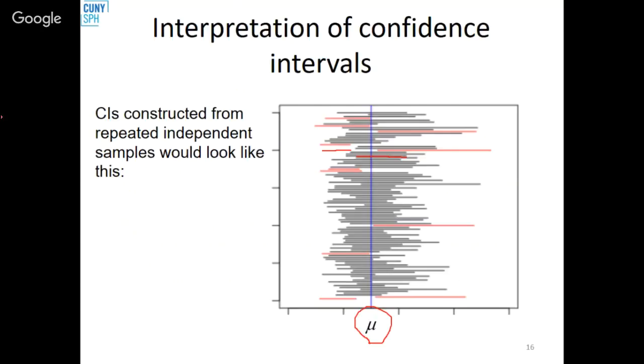So the reds are the ones where we make an error, the confidence interval does not contain the true population mean, and the blacks are the ones where there's no error. We would correctly accept the null hypothesis.